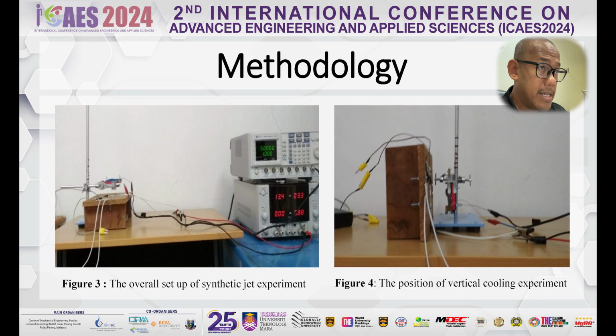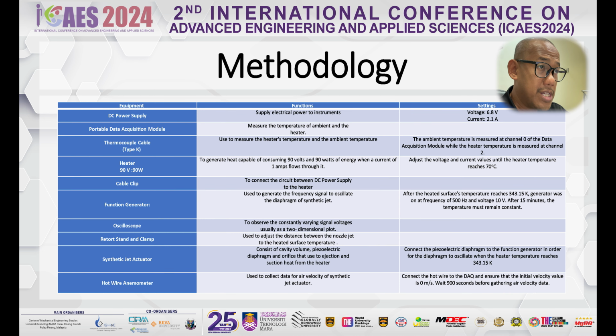Figure 3 provides a visual representation of the tools used during the trial, detailing the assembly of the synthetic jet generators and the placement of the synthetic jet. The experiment was conducted in a vertical cooling position as depicted in Figure 4, with the distance between the heater and the synthetic jet, as well as nozzle size and volume, being key experimental variables. A comprehensive list of all tools involved in the project is presented in Table 1.